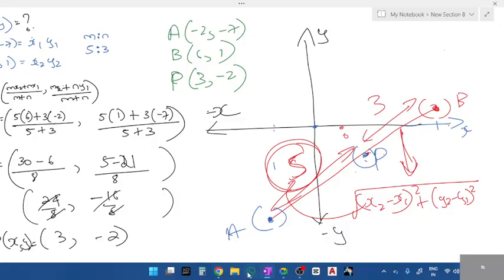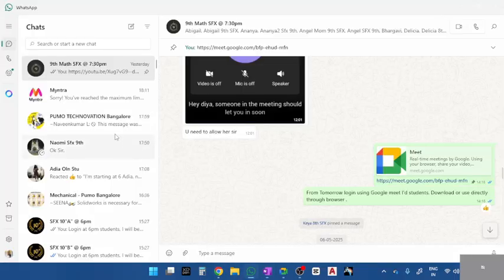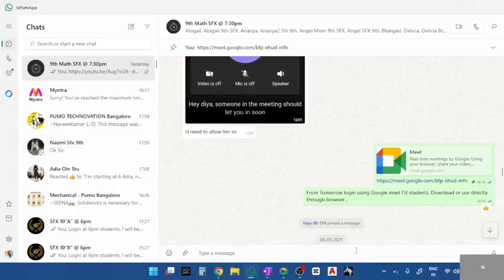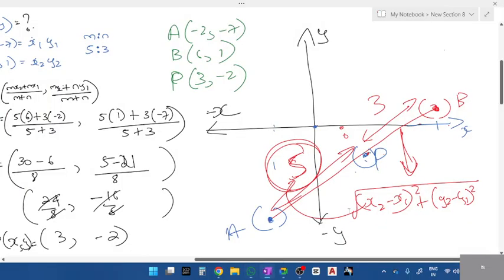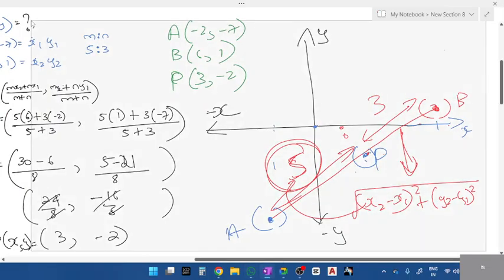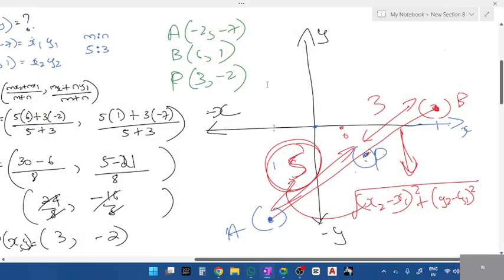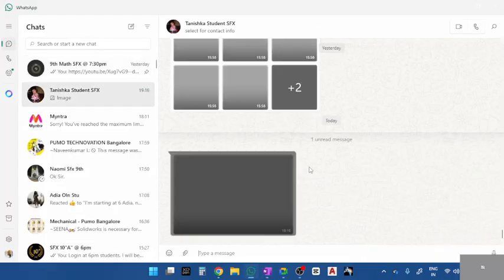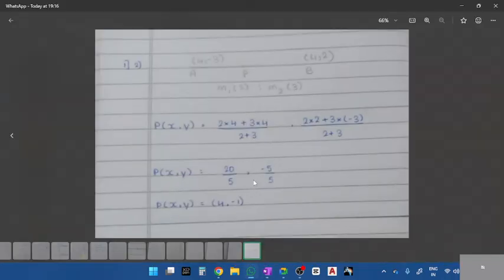Now graph. What's the diagram? Tanishka, you haven't sent anything. Nobody sent. That's it, students. We are done with this topic. Now only you have to just solve the questions. What diagram? Okay, the same thing I explained, right? I explained even in detail.